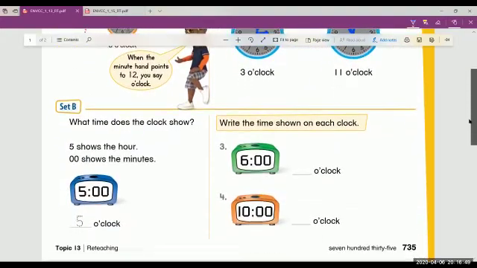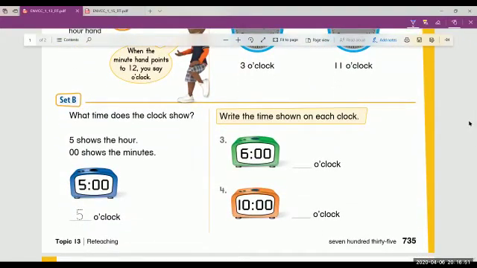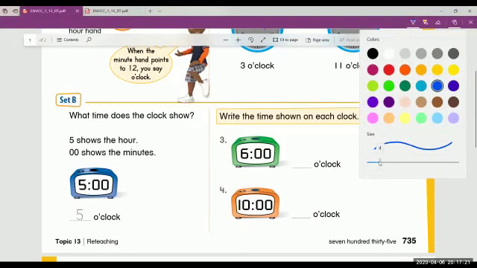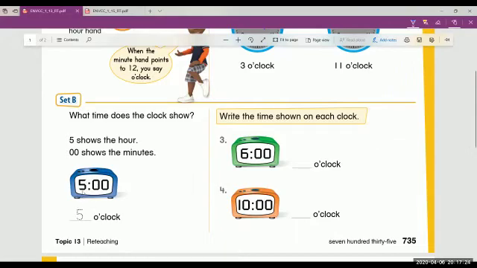Now here. Do you remember the digital clock? Here we will just write the time in another way, okay? In another way. Here, what time does the clock show? Here, 5 shows the hour. And 2 zeros here show what? The minutes. Excellent. So 5 for the hour and 2 zeros for the minutes.